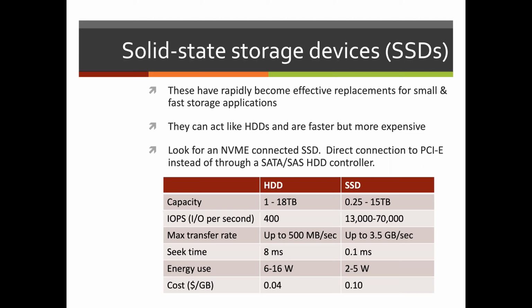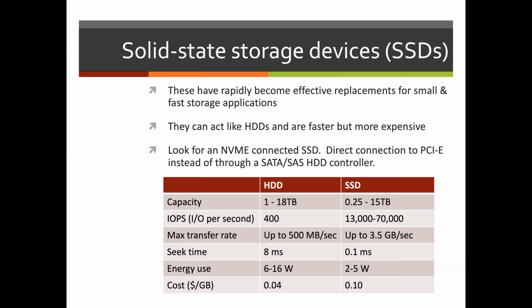So we also have solid state storage devices that we are going to overview very quickly. These have become an effective replacement for small and fast storage applications. And so they act like hard drives and are faster but more expensive. They have a typical capacity, in comparison to our typical hard drives, which can go from 1 to 18 terabytes. SSDs can go from 0.25 to 15 terabytes.